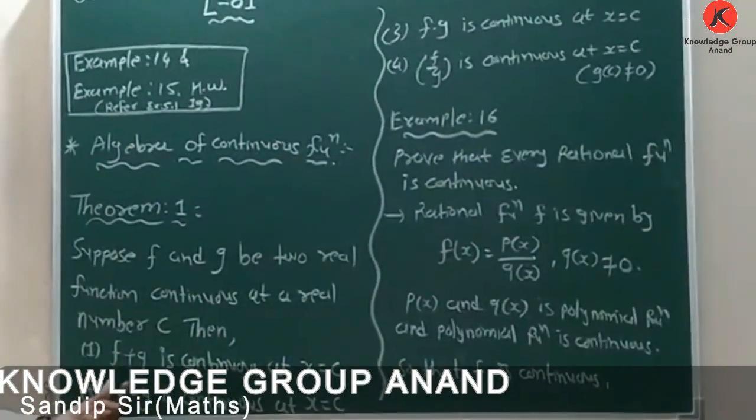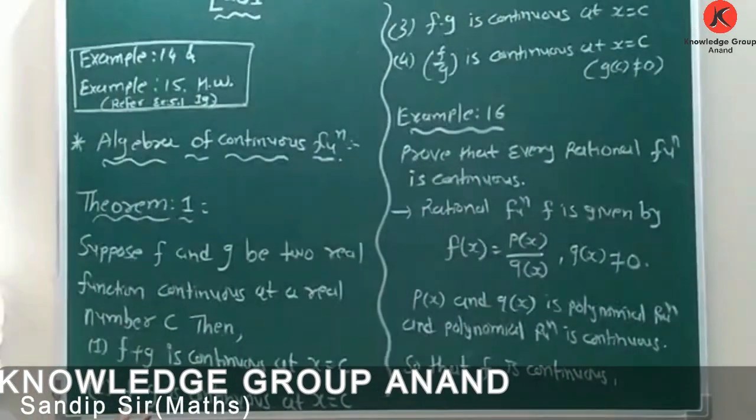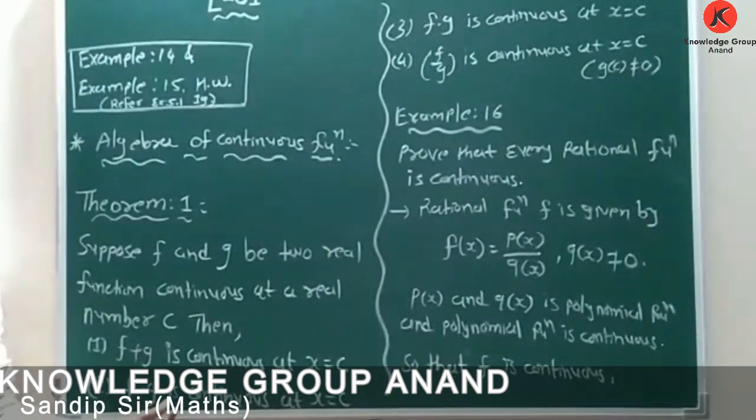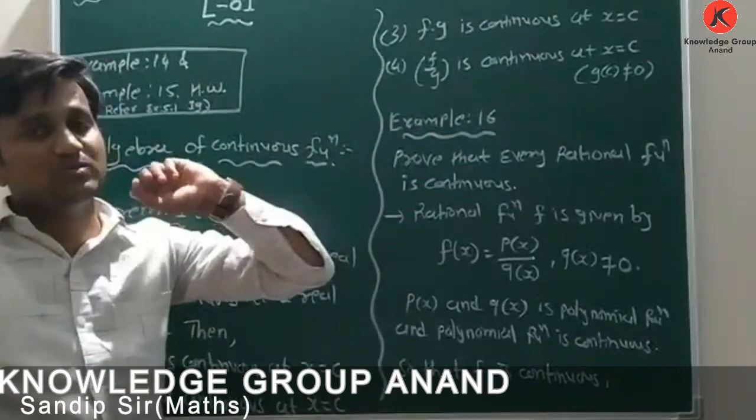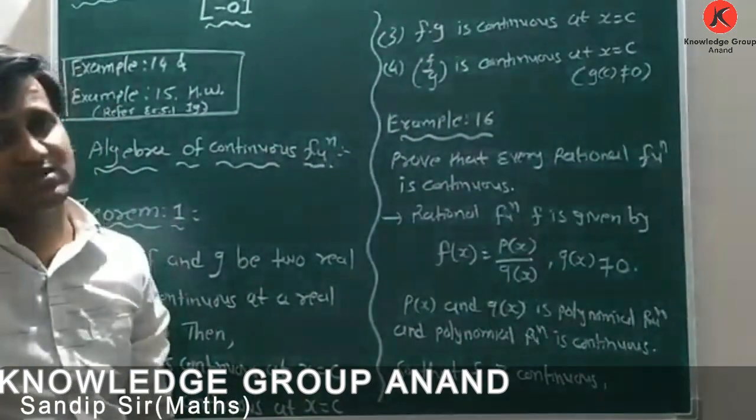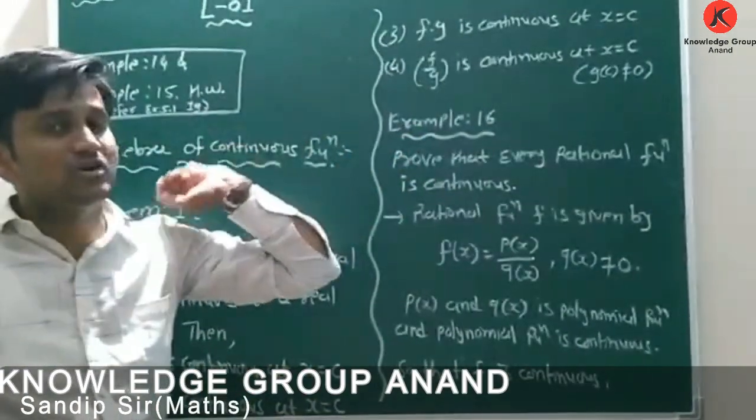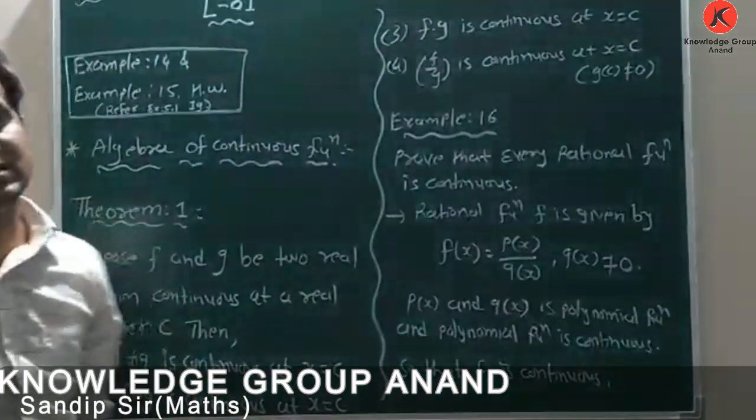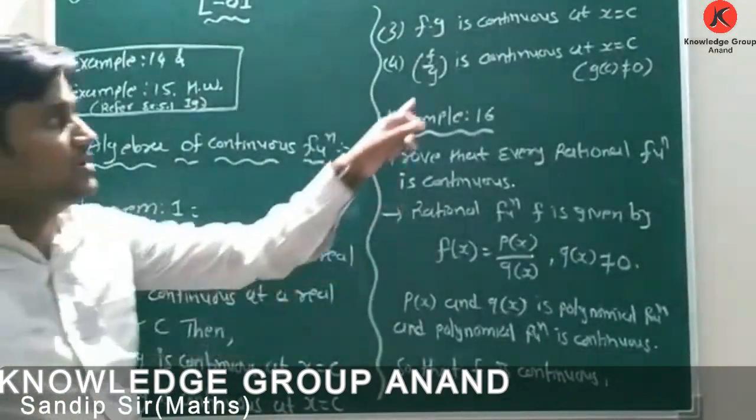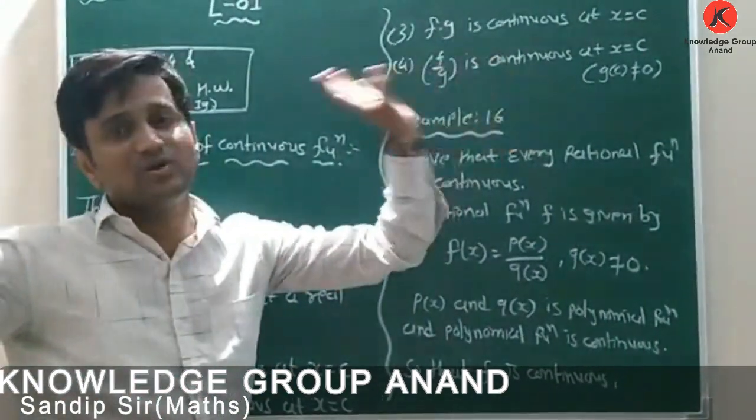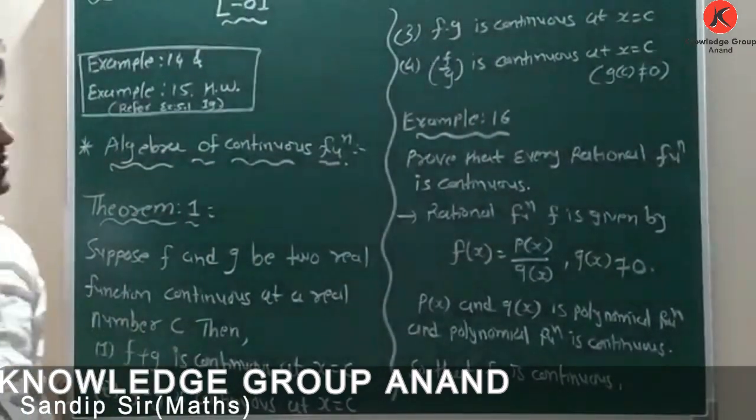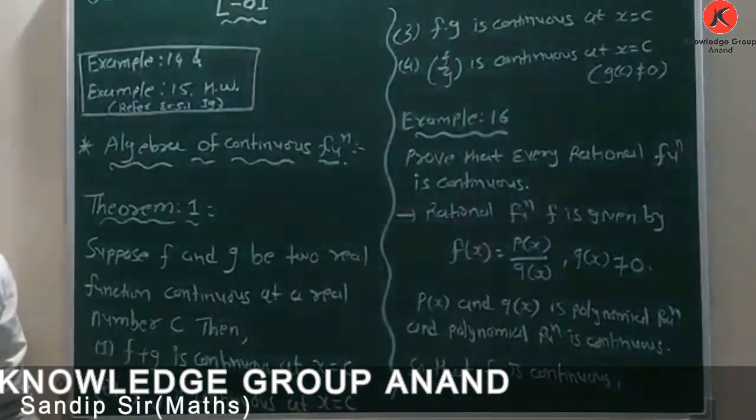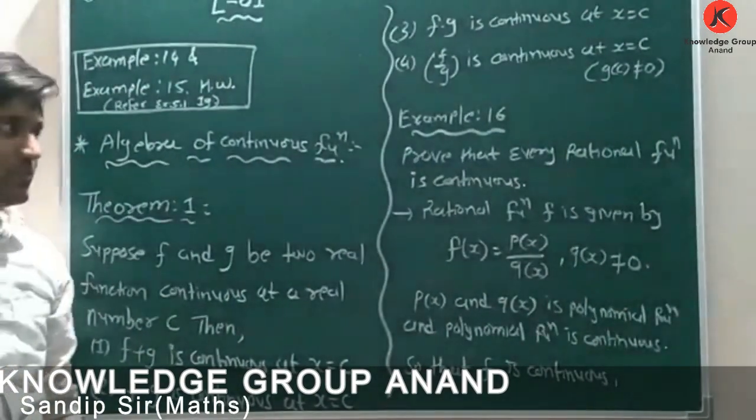In the same way, in the second portion, the subtraction of these two functions is also continuous at x equal to c. In the same way, the multiplication of these two functions is continuous at x equal to c, and the division is continuous at x equal to c, but for division, g of c is not equal to 0, the denominator is not equal to 0, always remember this. Next, example illustration, example number 16.